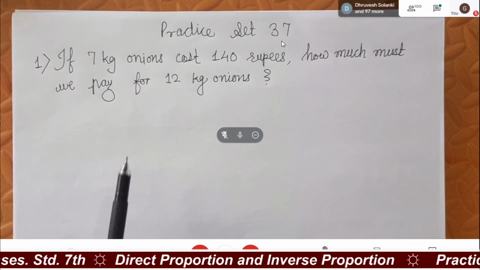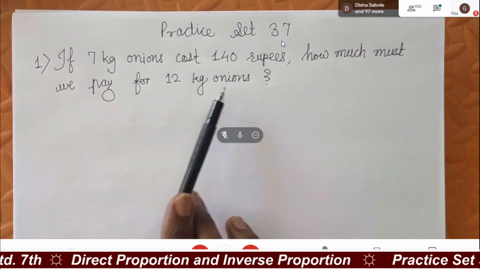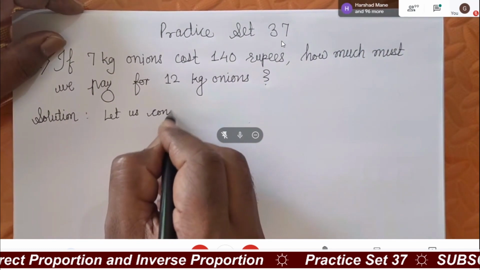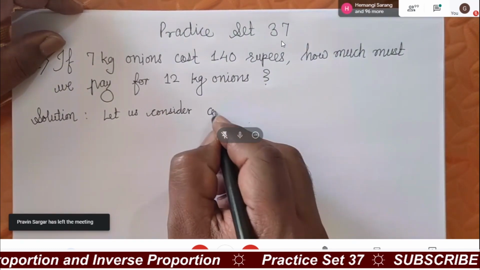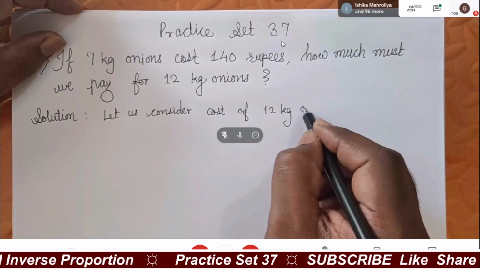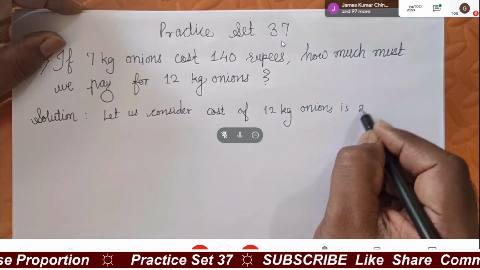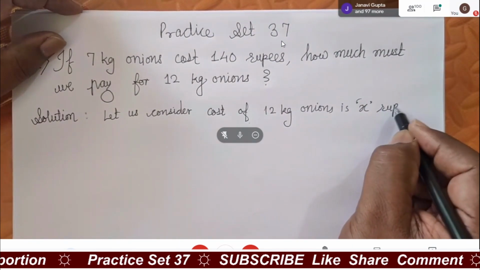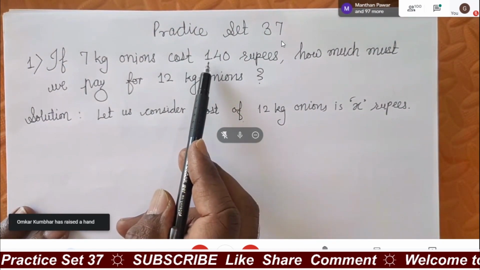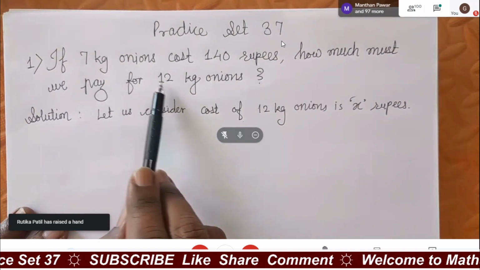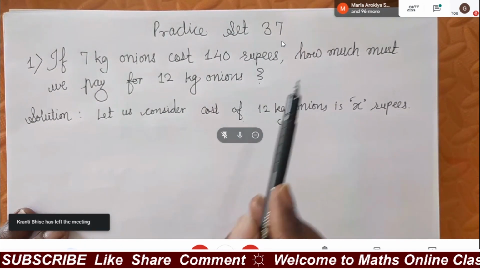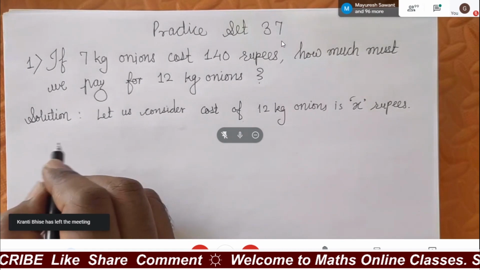We have to consider the cost of 12 kg onions as x. So write down the solution. Let us consider the cost of 12 kg onions is x rupees. And now we know that if 7 kg is 140 rupees, if the first quantity, the kilograms, is increased, then will the rupees increase or decrease? It will increase.